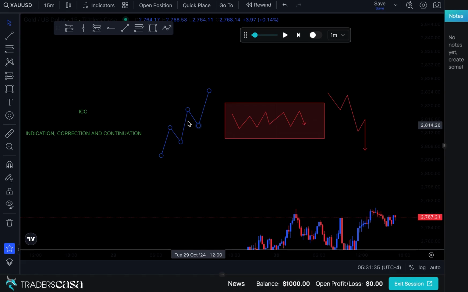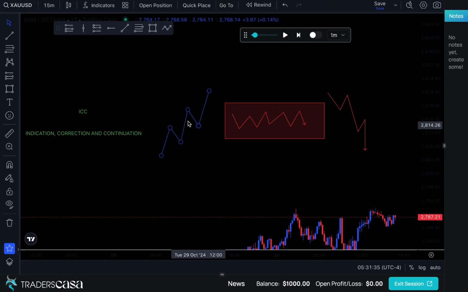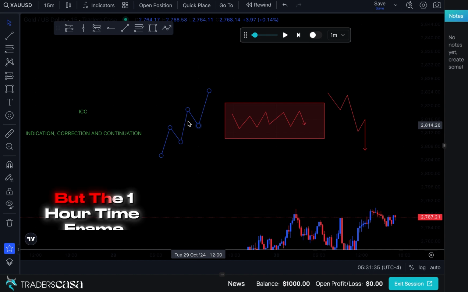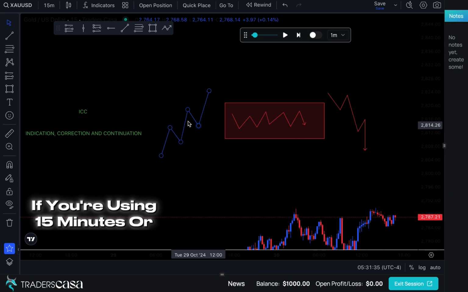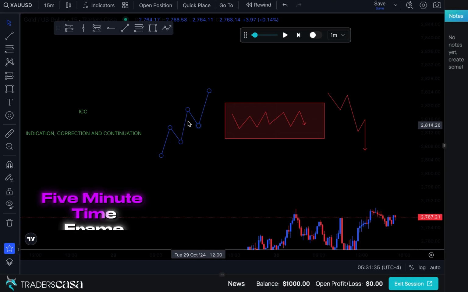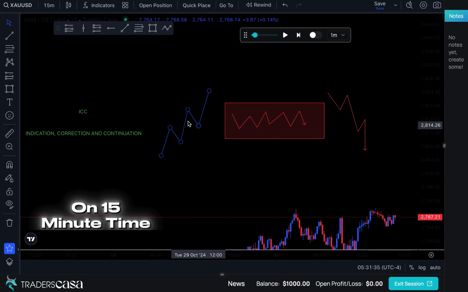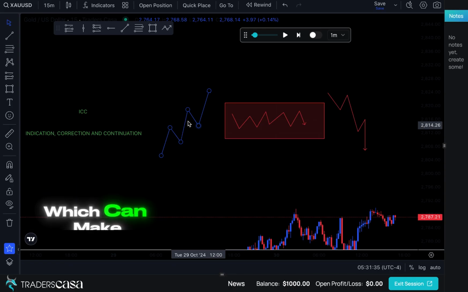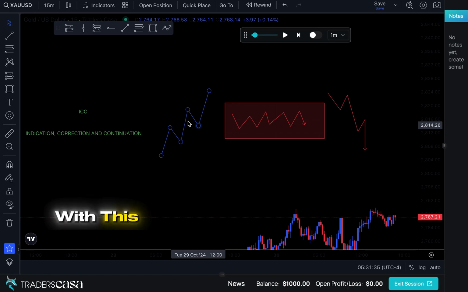entry and also direction, and also we use the 4 hour time frame for just direction, not for entry. We don't use the 4 hour time frame for entry, but the 1 hour time frame is more accurate in terms of entry. I'm going to prove that to you. If you're using 15 minutes and 5 minutes time frame, there is a lot of noise there, so most times you either get in early on the 15 minute time frame or you get in late, which can make you lose the trade. But the 1 hour time frame is more accurate with this strategy, so I'm going to prove that to you.